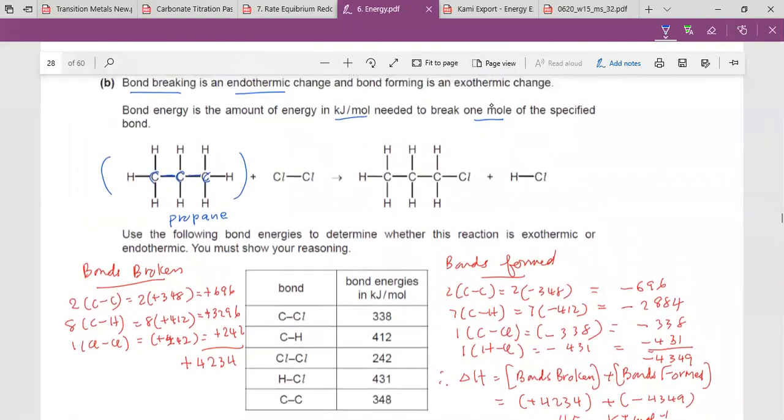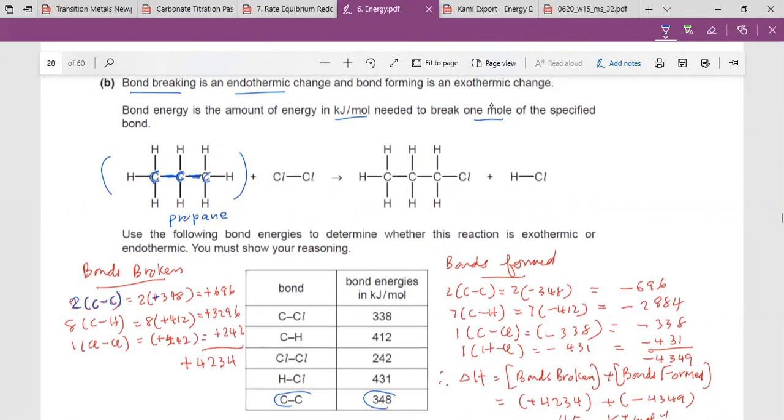So I must break all these bonds here. I must break the carbon bonds. How many carbon bonds? 1 and 2 now. So 2 carbon bonds. They give you the C-C bond as 348. Broken up, so positive. So 2 times this is positive 696.